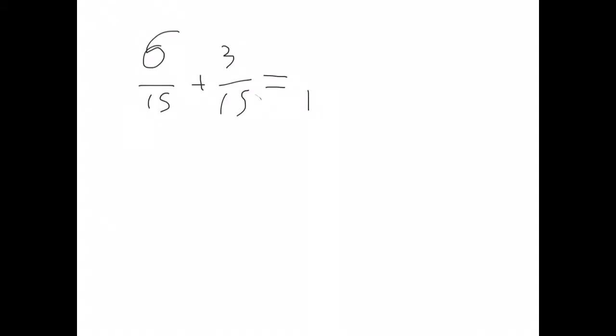So all you have to do is, the denominator stays the same all the way through, and then 6 plus 3 equals 9. And then you're going to have to simplify. So 15 is a multiple of 3, and so it's 9 over 15, that would equal 3/5, and that'll be the answer.